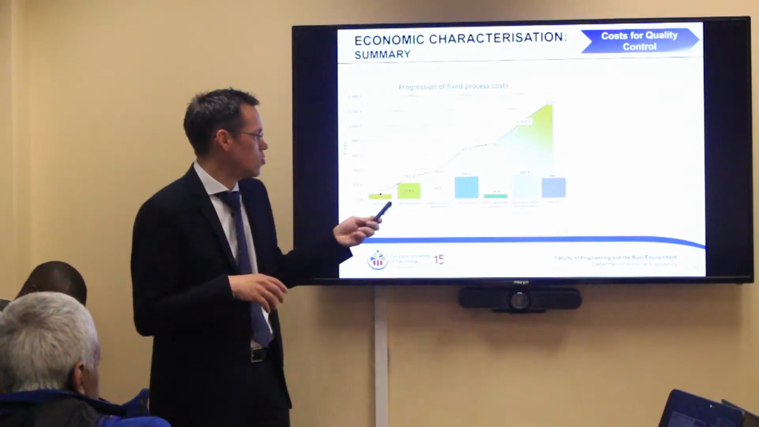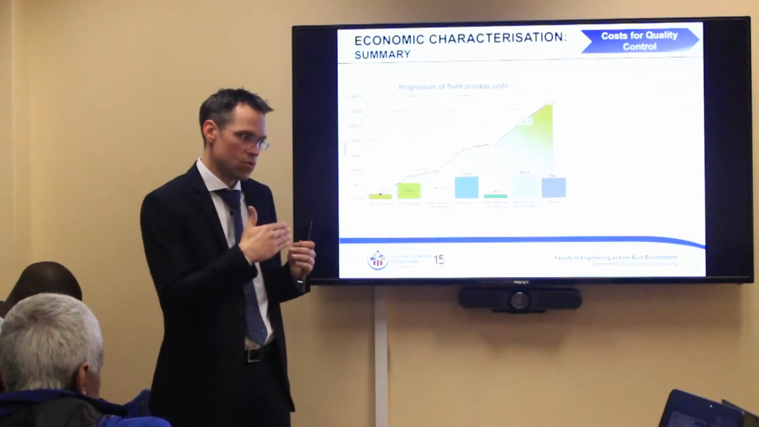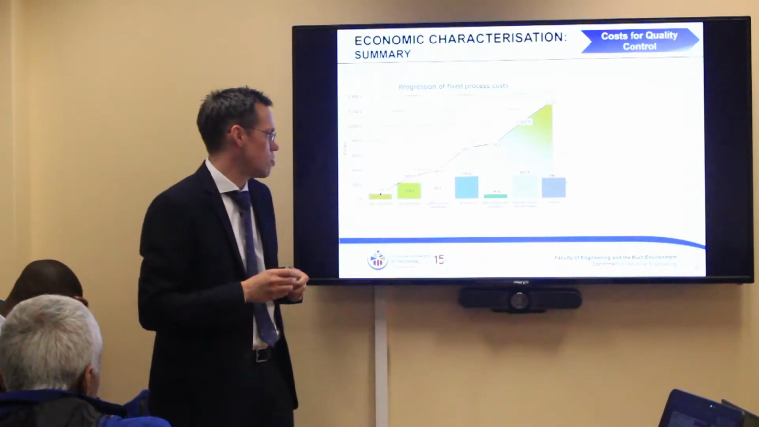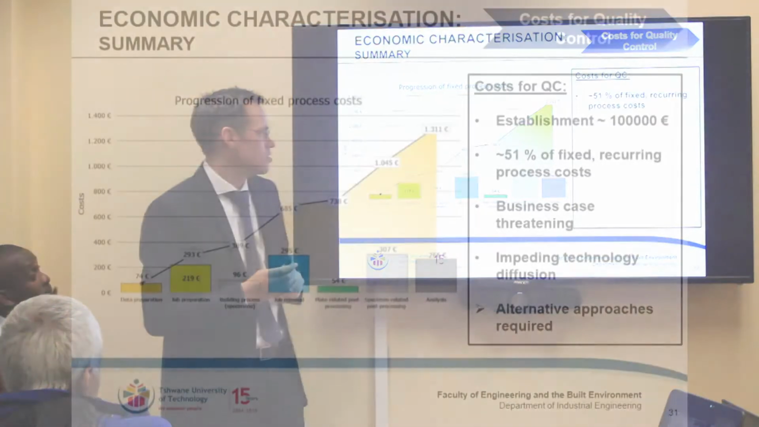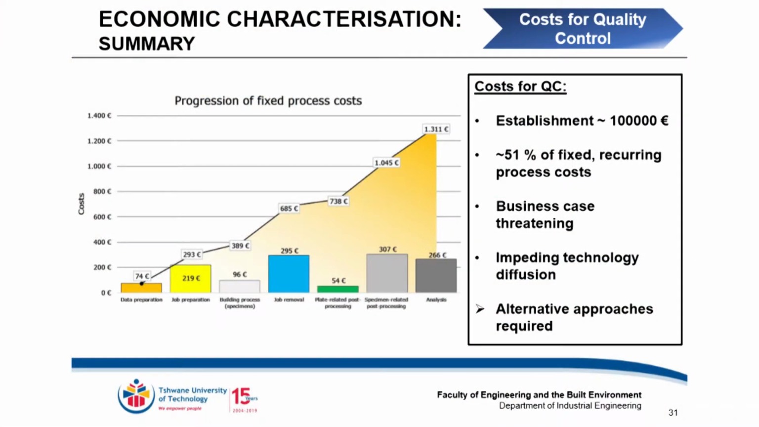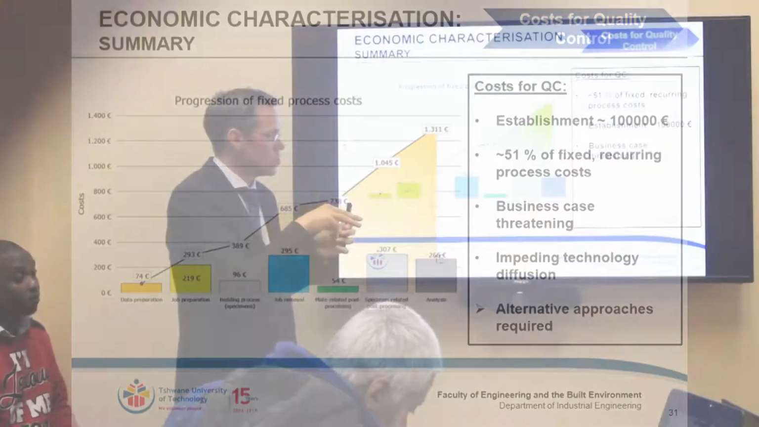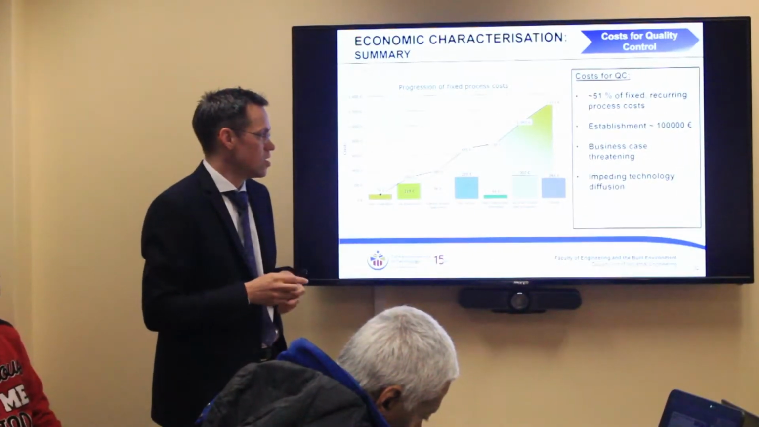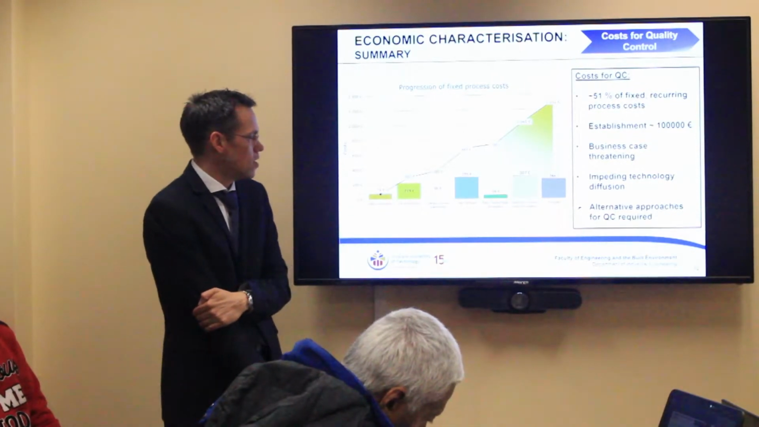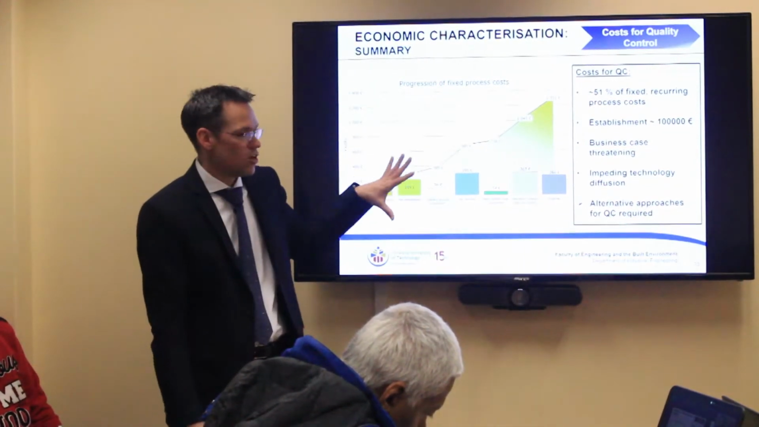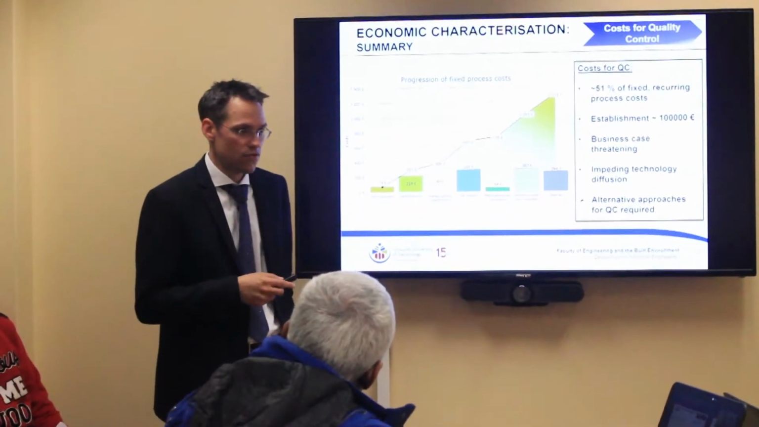followed by recurring costs for quality control, as you have to test the process result on each production batch. And here it was found that those recurring costs constitute about 50% of the recurring fixed process costs, which is quite high. And if you consider this in addition to the initial costs, it's just a very, very high amount of money to be invested, which needs to be considered as business case threatening once you don't consider such costs upfront correctly. So the main conclusion here is we need an alternative approach for quality control in selective laser melting.